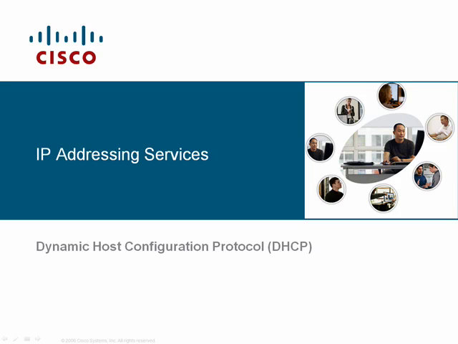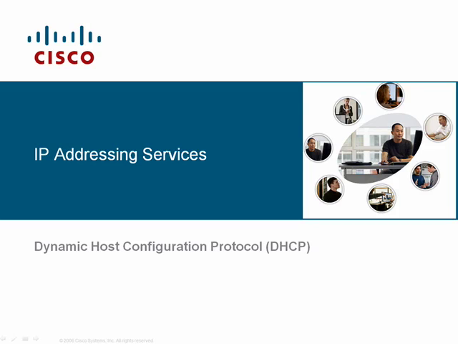One critical addressing service that is used in today's LANs is Dynamic Host Configuration Protocol, or DHCP. There can be hundreds or thousands of hosts on a network, so the manual configuration of static IP addresses is a difficult and time-consuming task. DHCP enables networkers to quickly troubleshoot and supply IP configuration information to end devices.